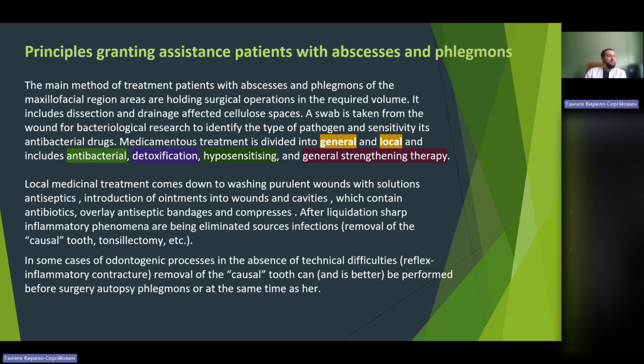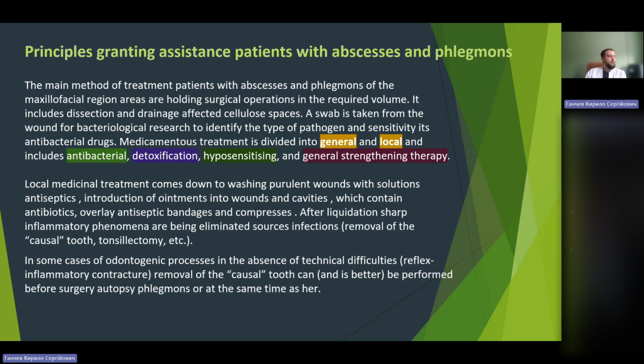Okay, so medicamentous treatment is divided into general and local. In general it includes antibacterial, of course, detoxification, of course, hyposensitizing, of course, and strengthening therapy. As I said, we have a background. If we have a bad background, such as a lack of immunity, we have to deal with that and put it on the normal level.